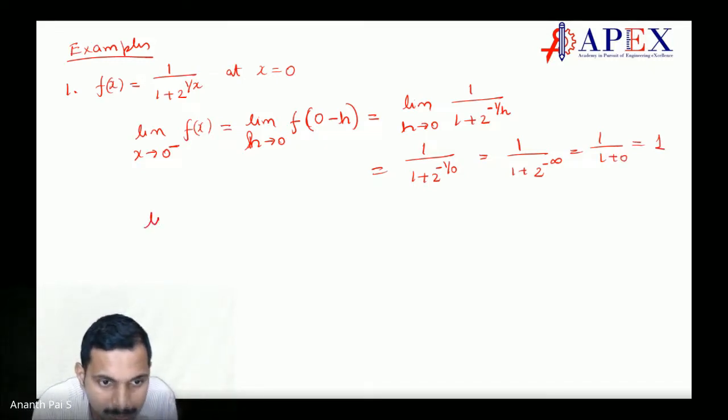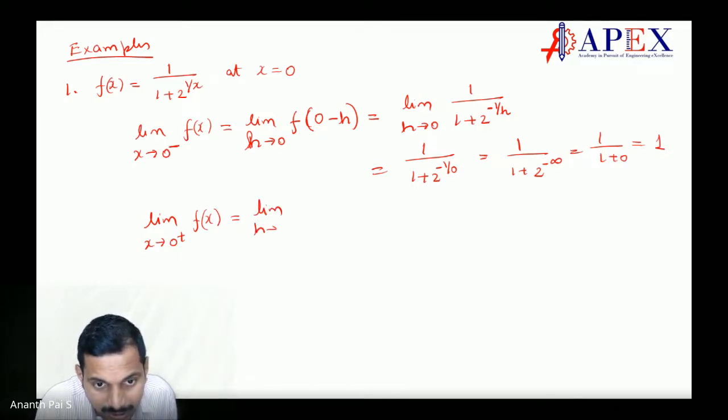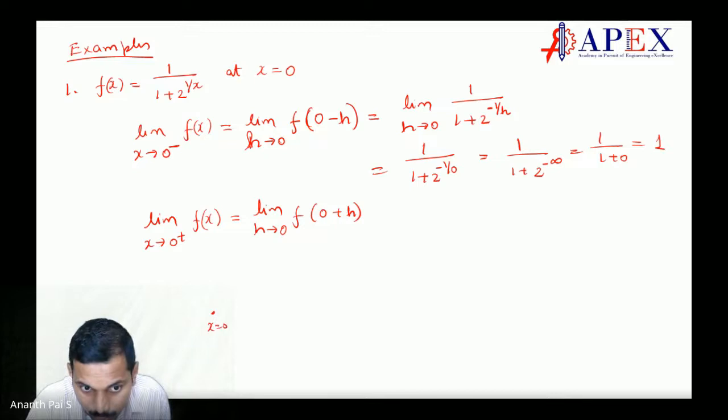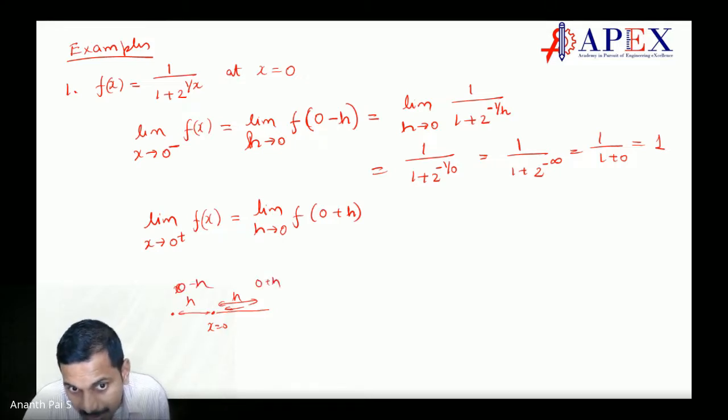Now let us take limit x tending to 0 plus of f of x. This can be limit h tending to 0 of f of 0 plus h. I hope you are appreciating why I said 0 plus h. On the number line, this is x is equal to 0. When h is tending to 0, I am coming from the right side. So this is 0 minus h and this is 0 plus h. Makes sense?